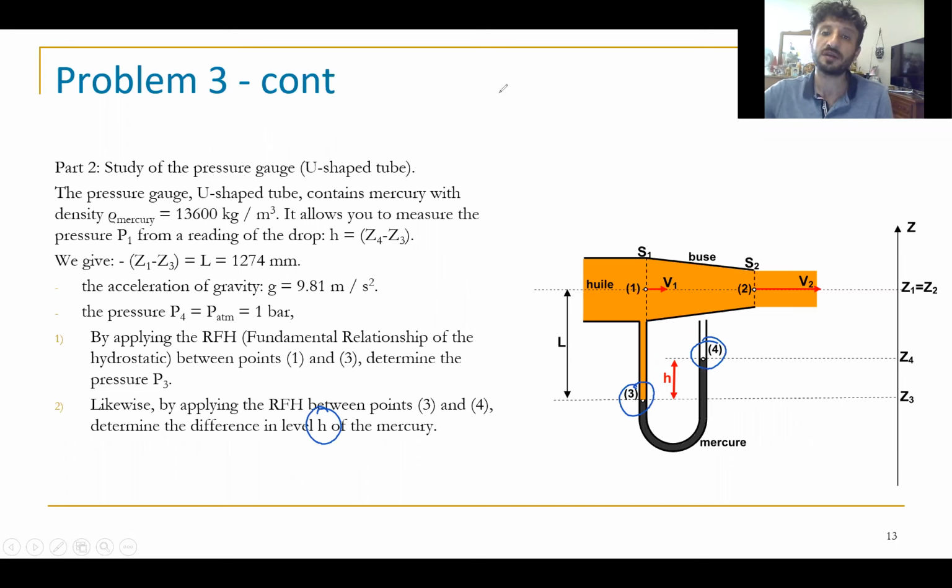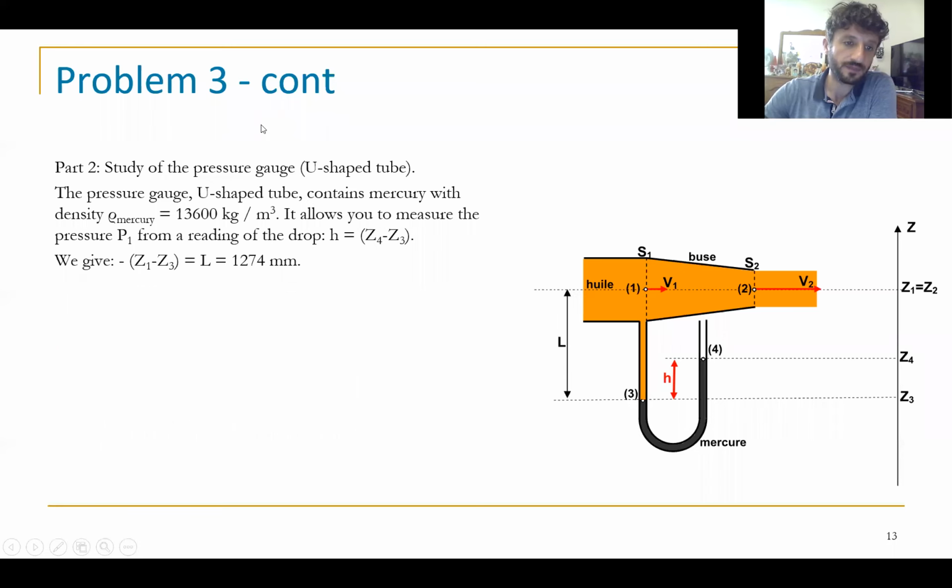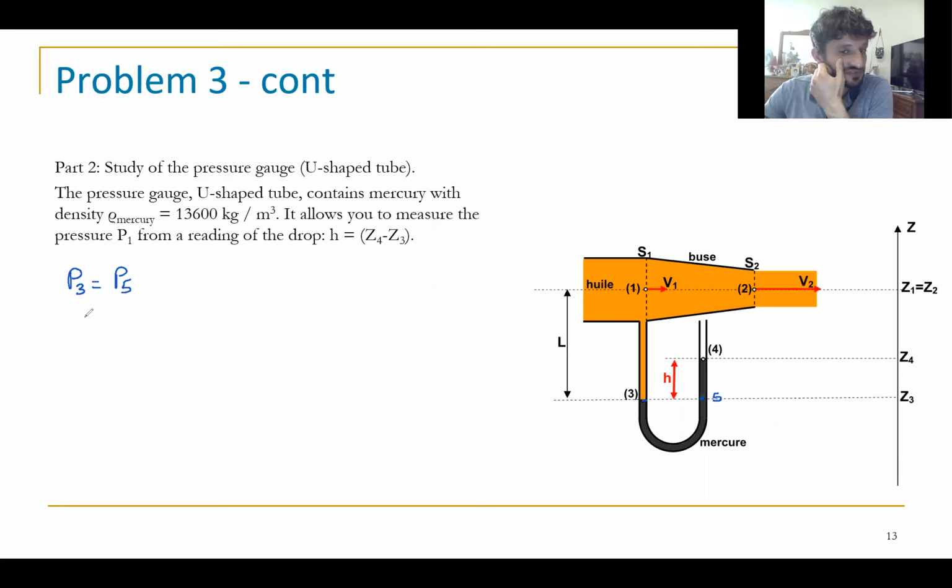Okay, so here, let me explain how can we calculate H. Here we have to take a point at the same level with this point. We can say here the point 5, okay, point 5. You know P3 equals to P5. Why? Because these 2 points are at the same level. Now I am talking in the case of hydrostatic fluid, a static fluid. 3 and 5 have the same level and the same liquid. So we have the same P.